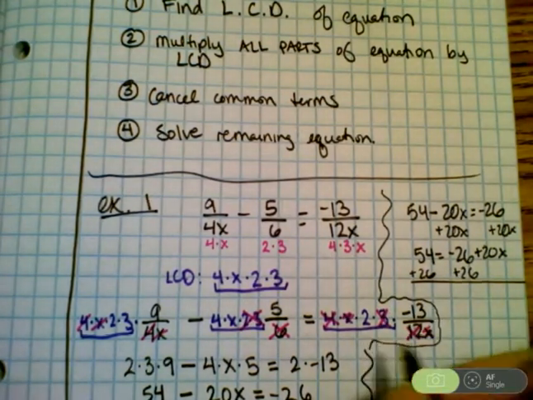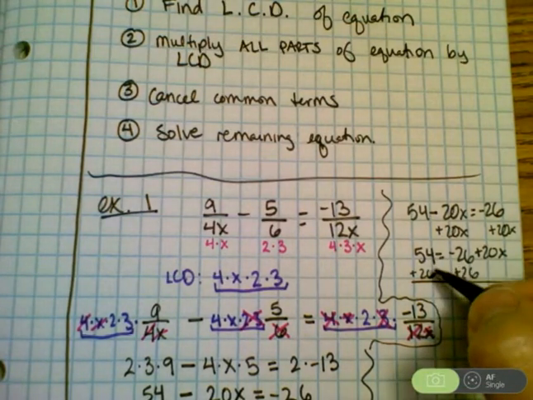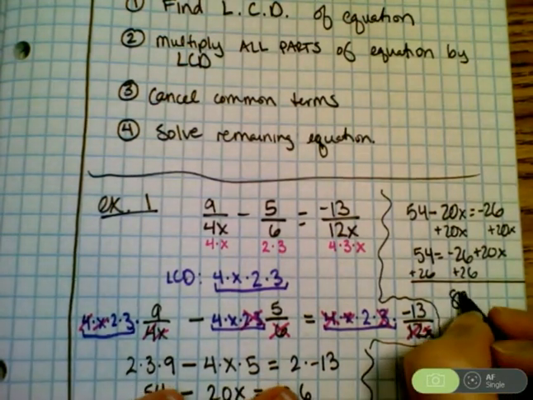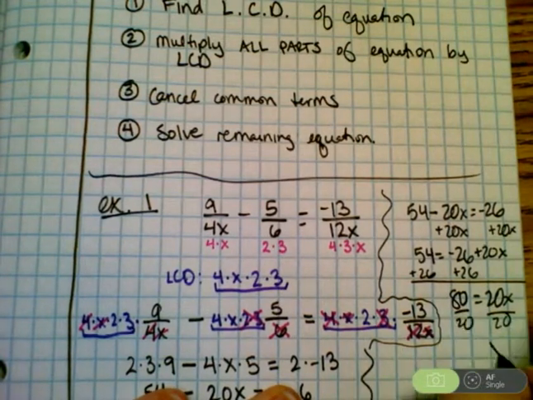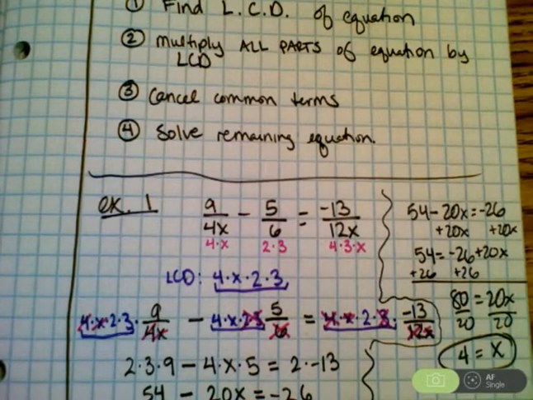That's all in the way, running out of room. 54 plus 26 is 80, so 80 equals 20x. Divide both sides by 20, and you get x equals 4. So our final answer for that is x equals 4.